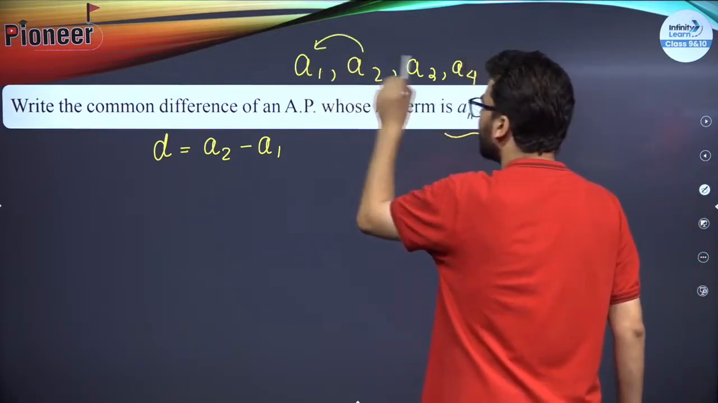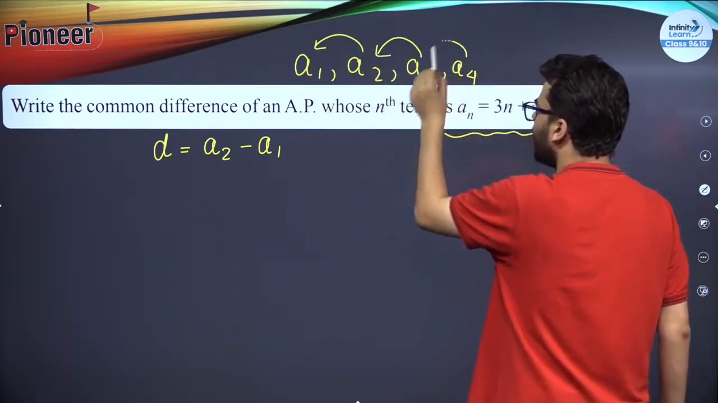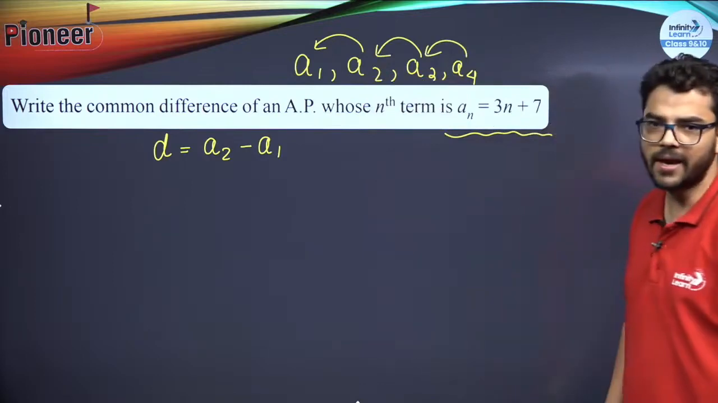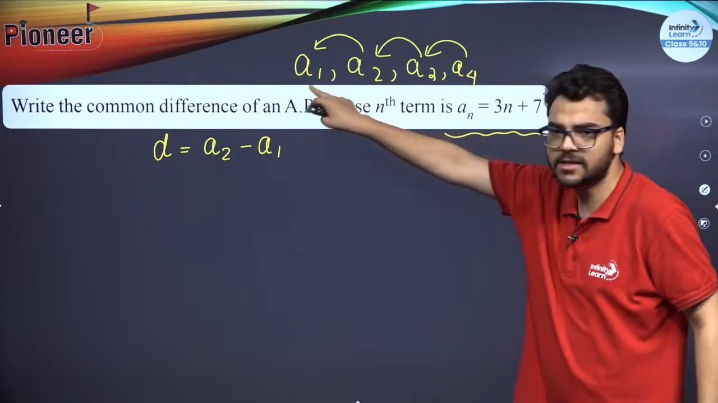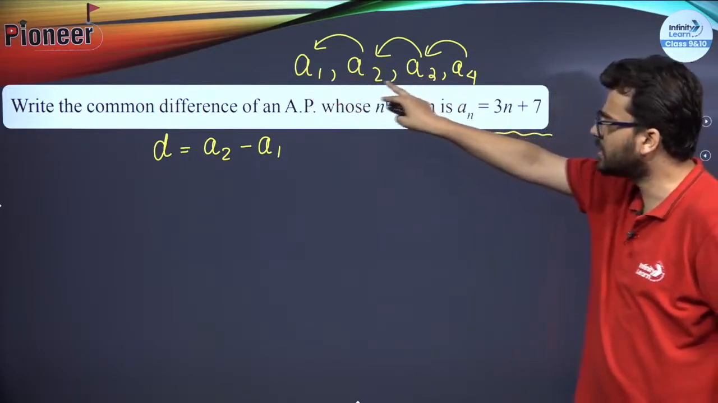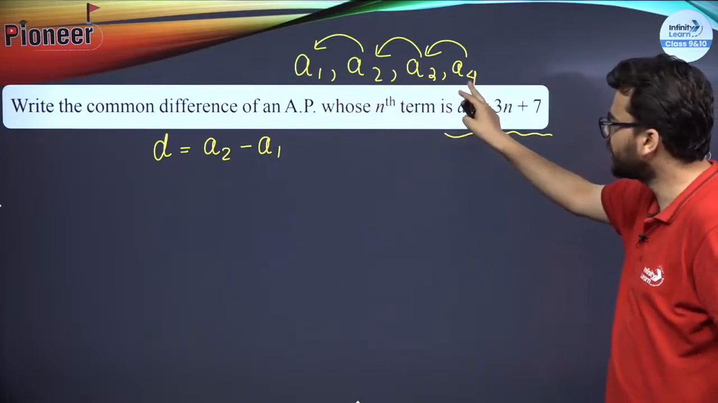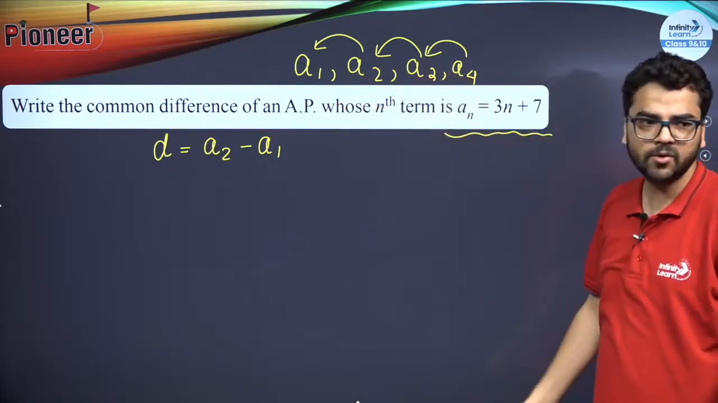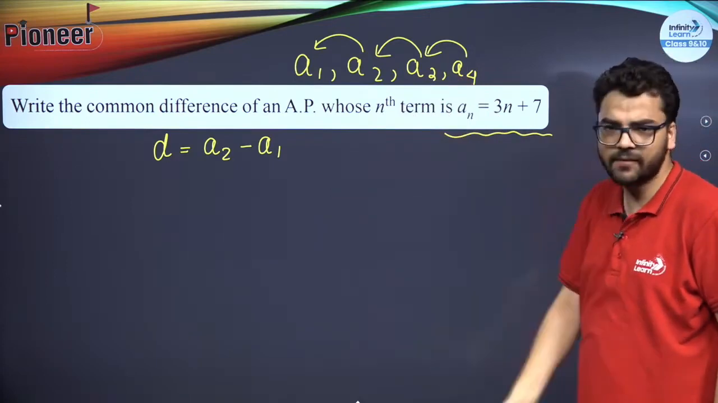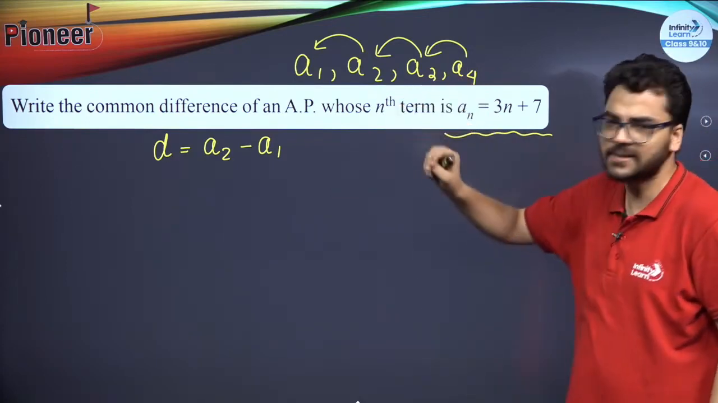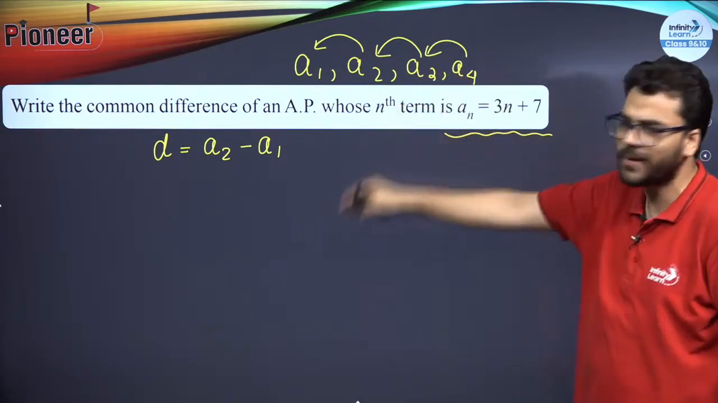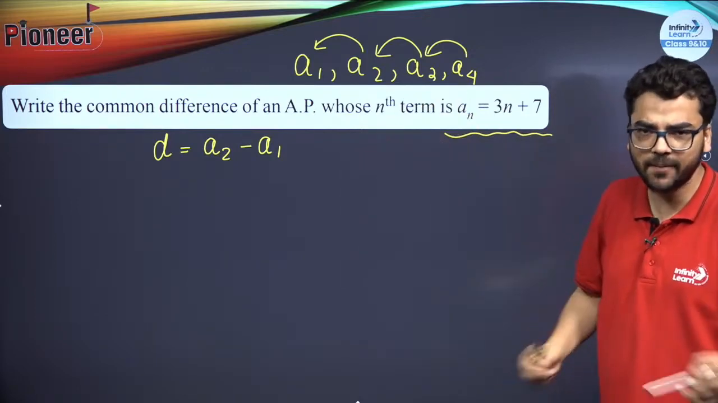So common difference will be what? A2 minus A1, A3 minus A2, A4 minus A3. Correct? Difference between a term and its previous term. So I can go for A2 minus A1. You can go for A3 minus A2 as well. You can go for A4 minus A3 as well. You will get the same answer.